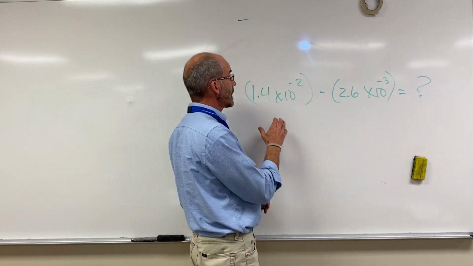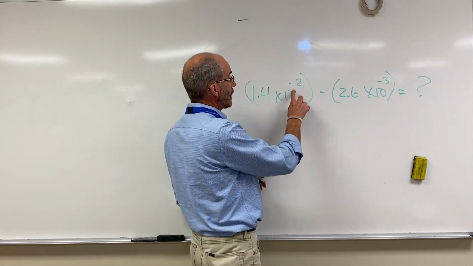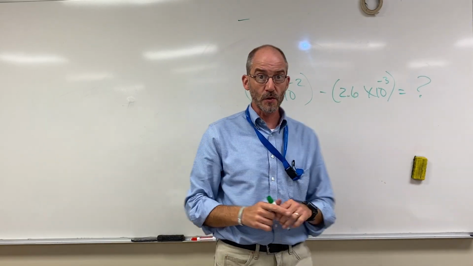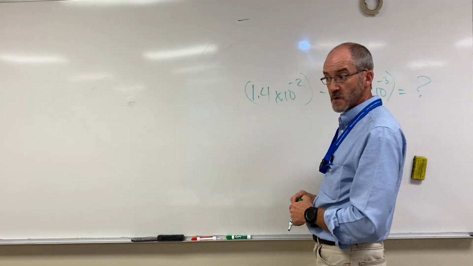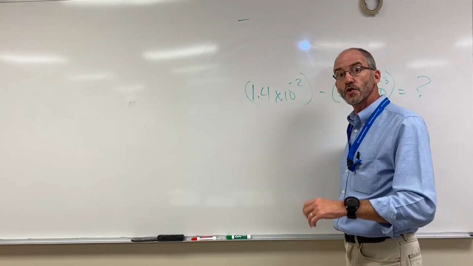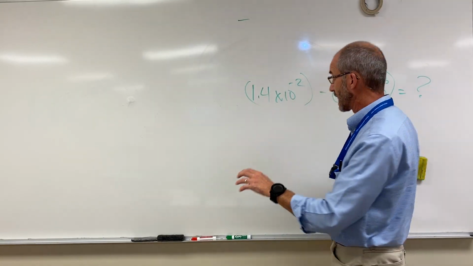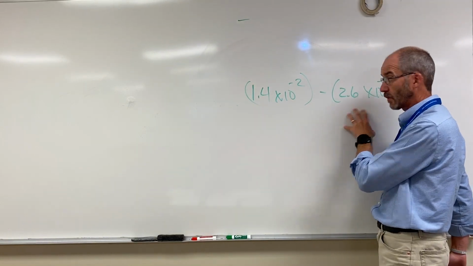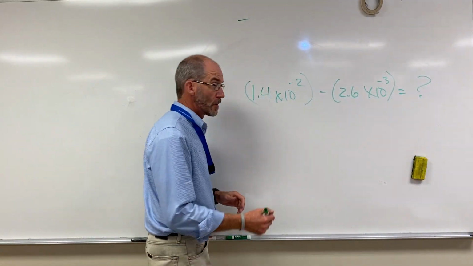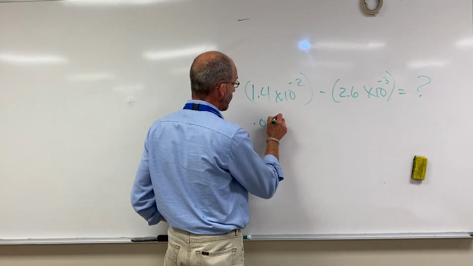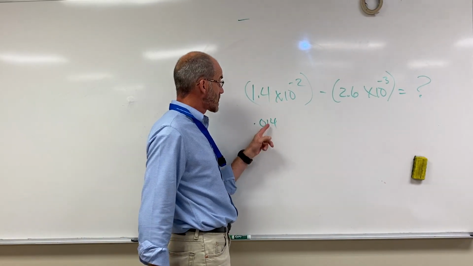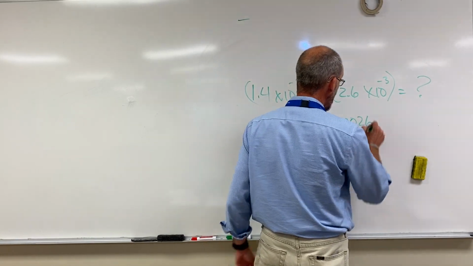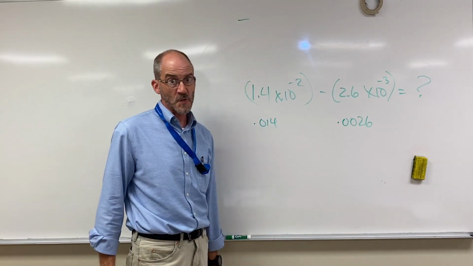All right, so once again, we have two values. These represent values, and we'll write those on the board here in a second. I also hope that you will recognize that this value is bigger than this one. Well, what do you mean? Well, here it is. 0.014 would be this written as a value. 0.0026 would be this written as a value.